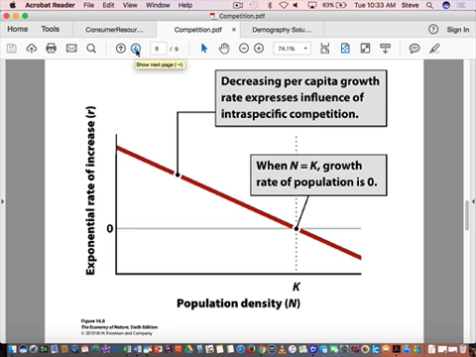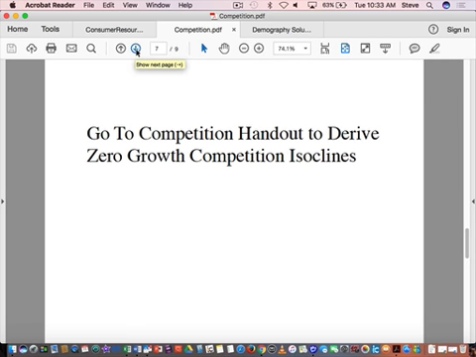I don't think I did it. Yeah. So if you have time, if you want to, you don't have to. I put on Moodle the competition handout that I use to derive the zero growth competition isoclines. And I'm going to go through one of those probably. I'm going to show you how we take that, modify the logistic equation to add a species into, that's the other competitive species, and then we'll get these 4 outcomes.